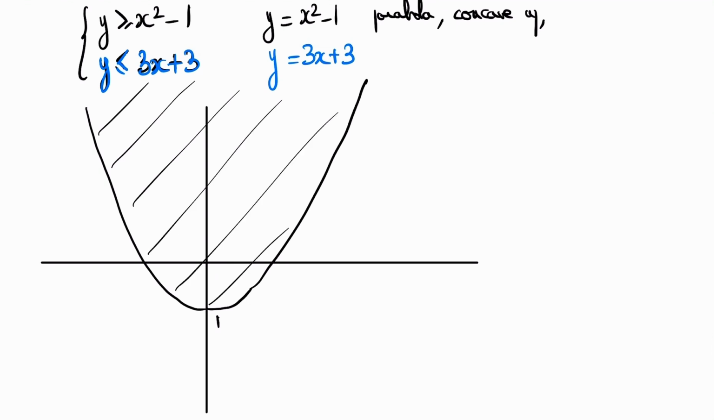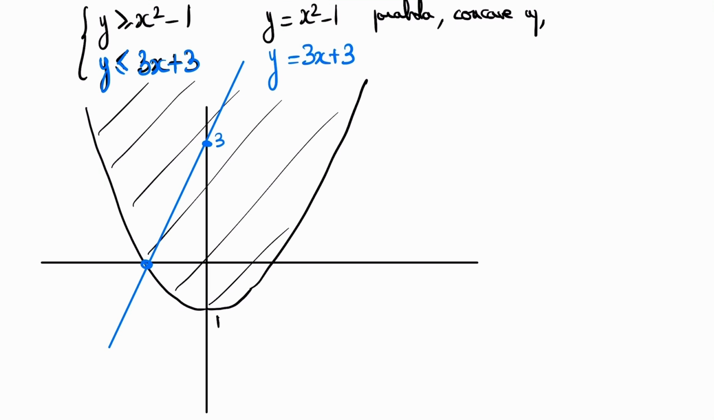Now for the blue part, we just graph y equal 3x plus 3. The intercept 3 cuts here, and then the gradient is 3, so it would look something like this, basically. Because at x equal minus 1, y is equal to 0.